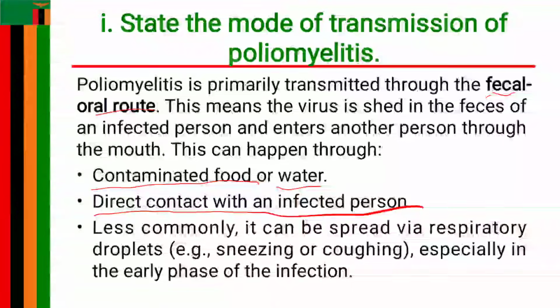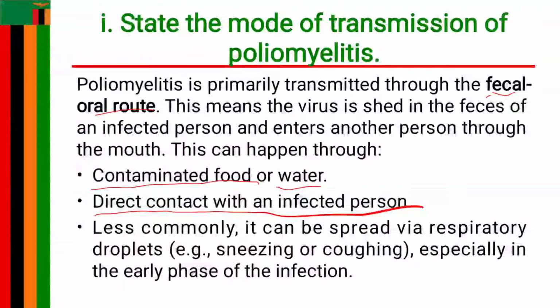Apart from that, less commonly in the early phases of polio, it can also spread through droplets when sneezing, especially in the early phases when it is entering the body through the oropharynx or the nasopharynx. It will cause irritation on the throat, causing sneezing, and that may still be a way of coming into contact with the poliovirus through droplets.